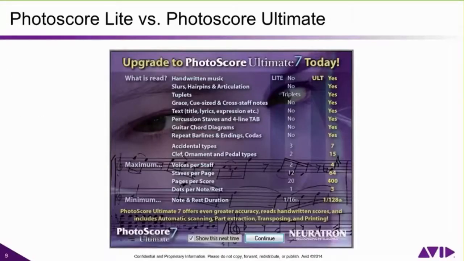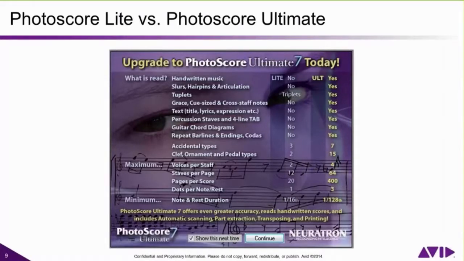Now, today, for simplicity, we're going to concentrate mainly on PhotoScore Lite, which is a feature-limited free version that comes with Sibelius. There's another version of PhotoScore called PhotoScore Ultimate that's a separate purchase and is full-featured. Whenever you start PhotoScore Lite up, you're presented with this splash screen, which I put on the slide here so it's a little easier to see, that discusses what PhotoScore Lite doesn't do that PhotoScore Ultimate will do.